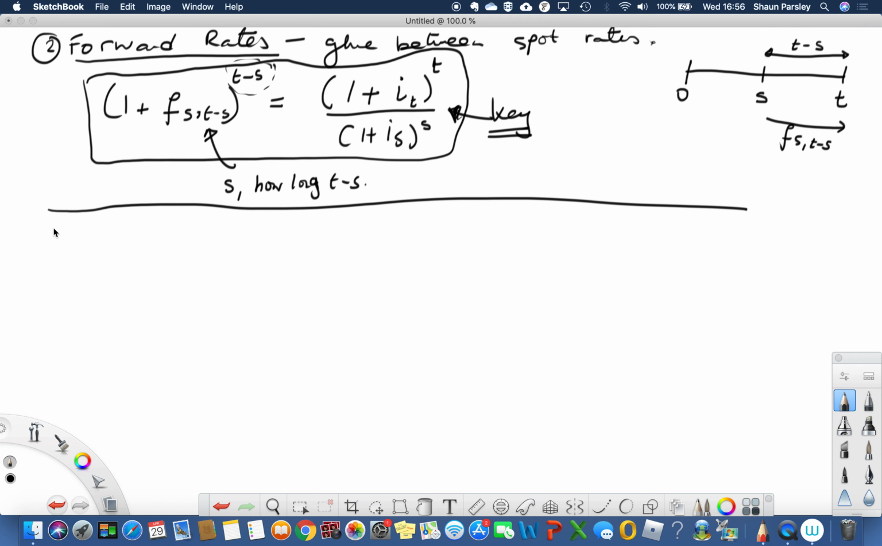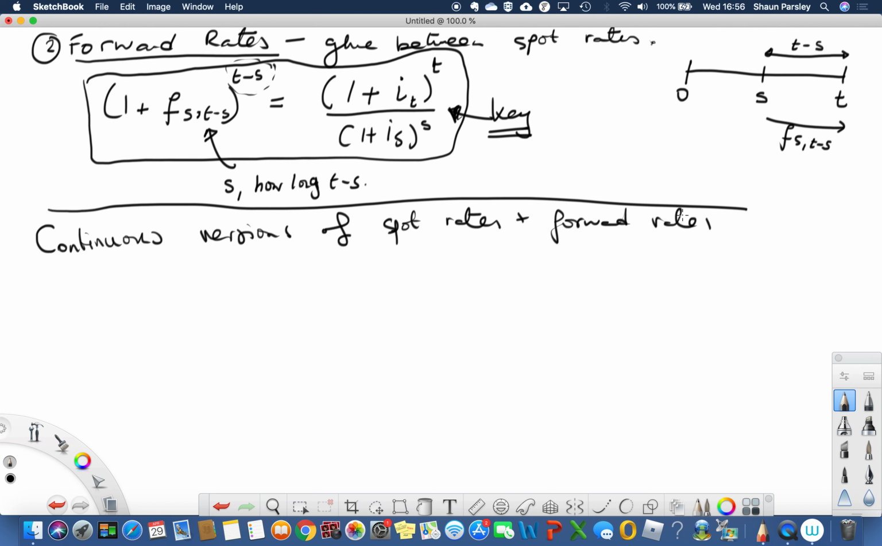Now, in the course, I then go on to continuous versions of spot rates and forward rates. So that was my lame effort to put some theory in. Difficult to examine. Okay, so focus on that. It is just theory, so you don't expect to see too much of that in the exam. But you might do. You never know.